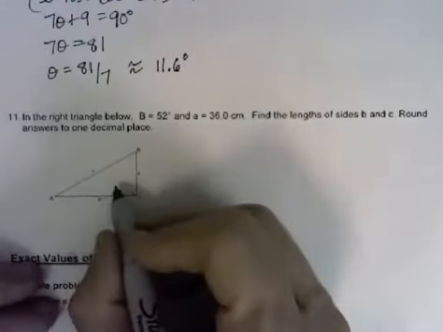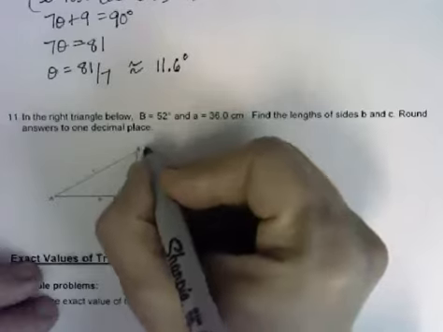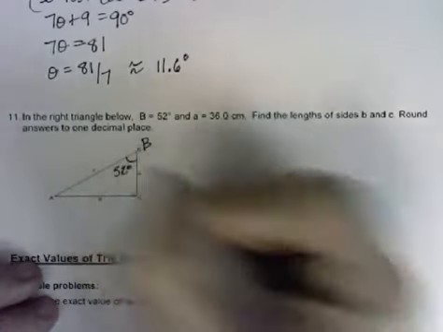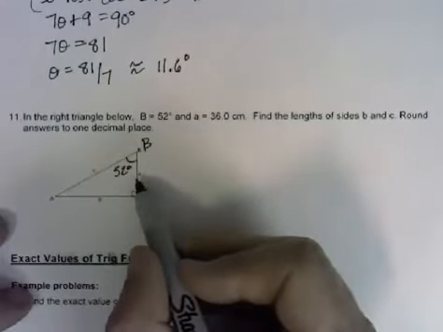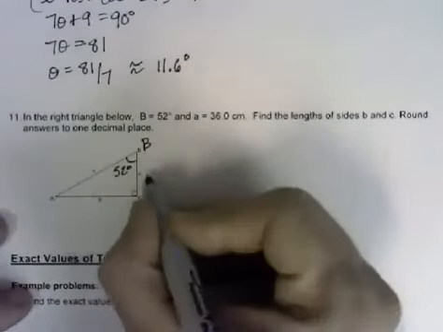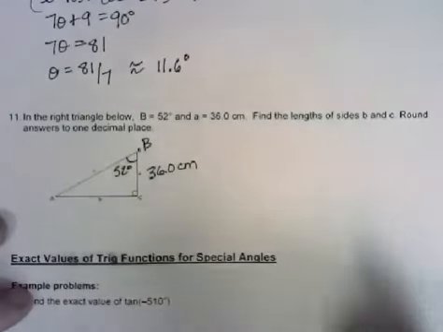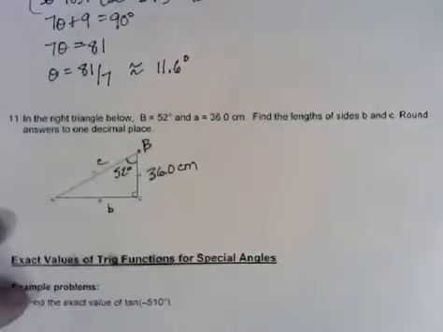Finally, for this one, we have a right triangle, and we've got an angle measure. Be careful with these that you label the angles in the correct place. So this is angle B here. That's my 52 degrees. And I've got side A. Remember, the side letter and the angle are always across from each other. So this is A, which is 36.0 centimeters. And I'm trying to find the lengths of sides B and C.